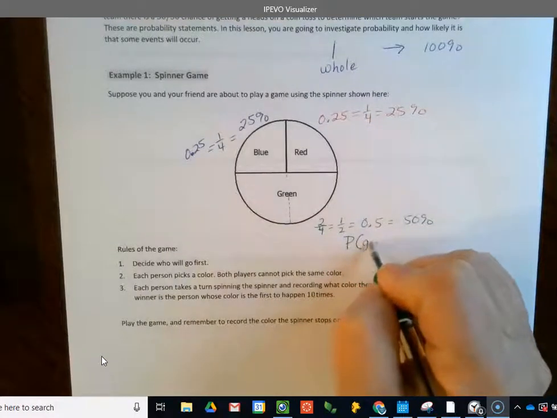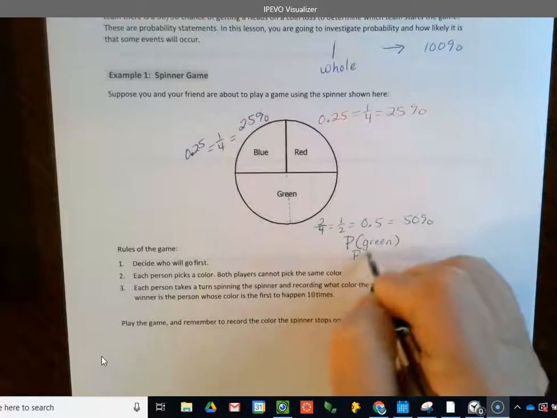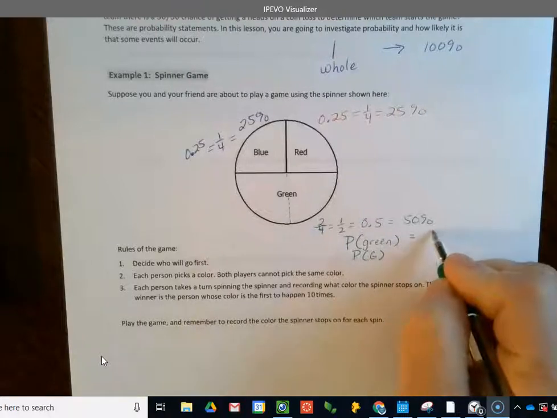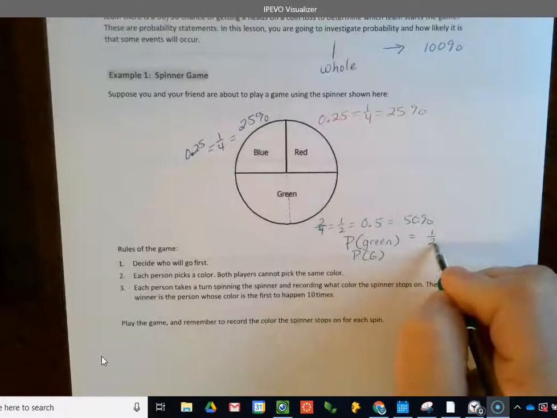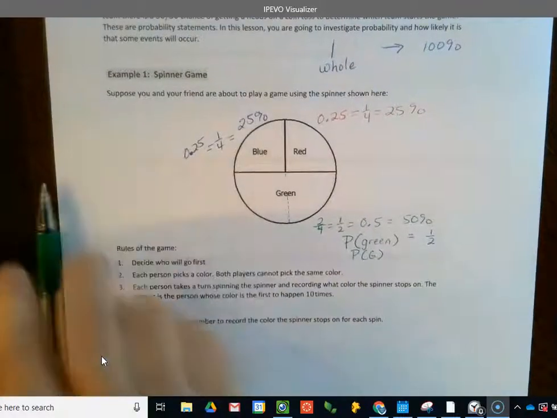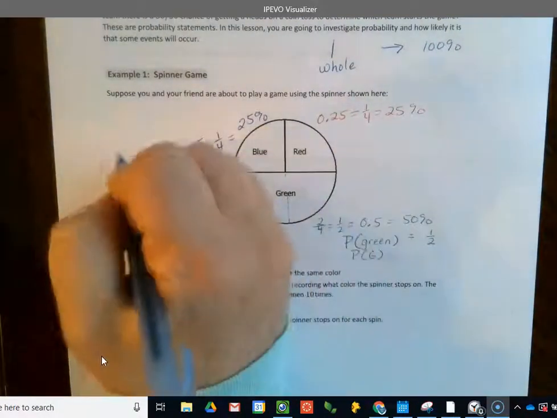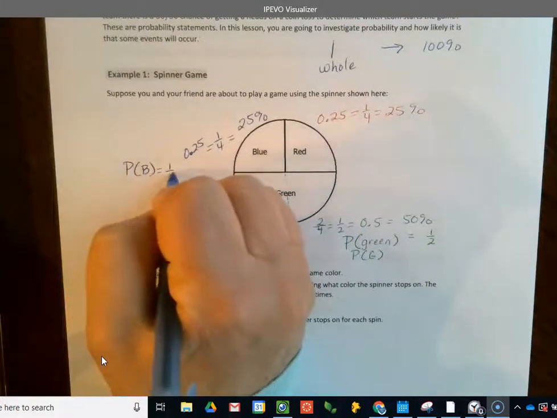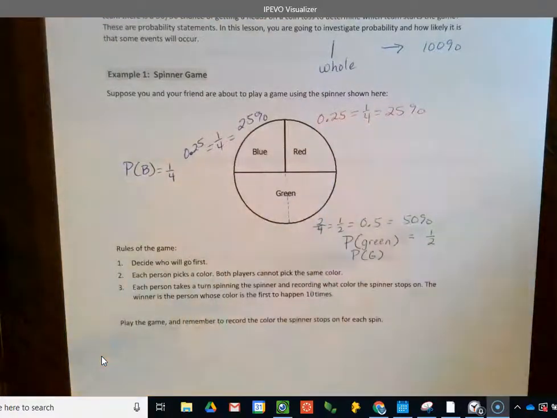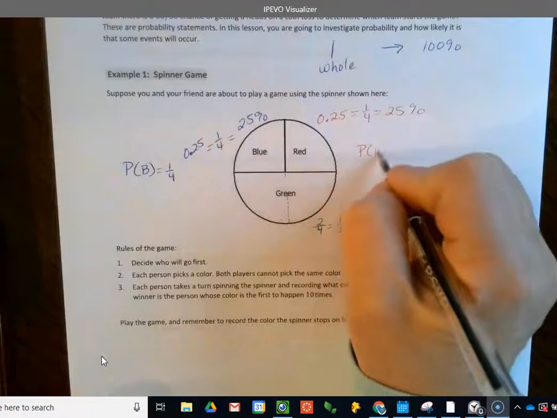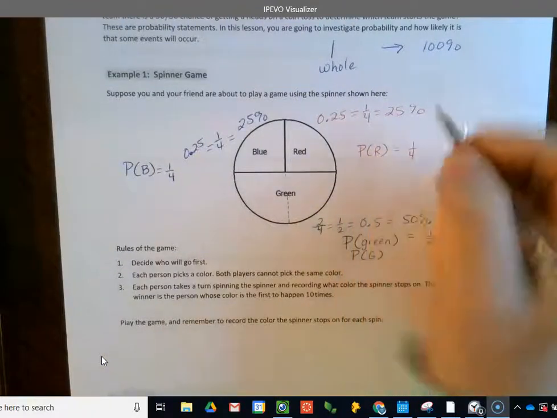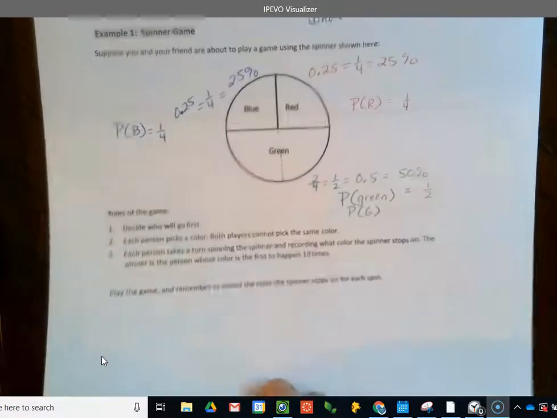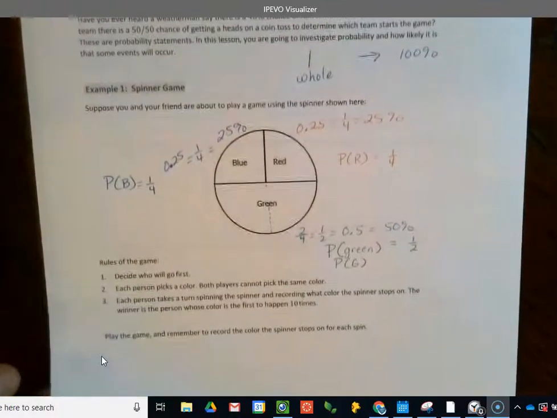Okay, so the probability here of green occurring, and we write that with the word green, or you can also put it with a capital G, meaning probability of green, would be equal to 1/2. If we have the probability of blue, we would have 1/4, and the probability of red would also be 1/4. All right.